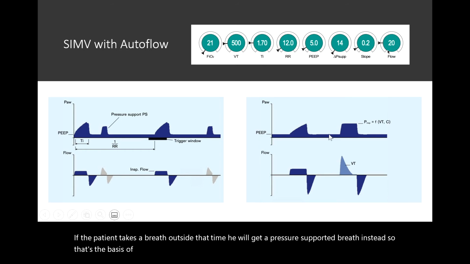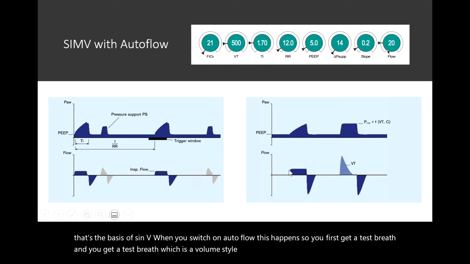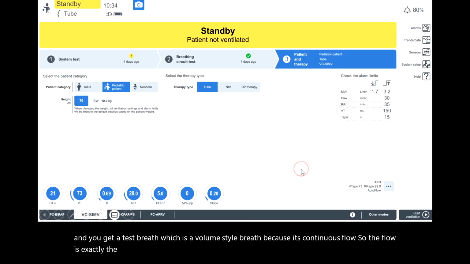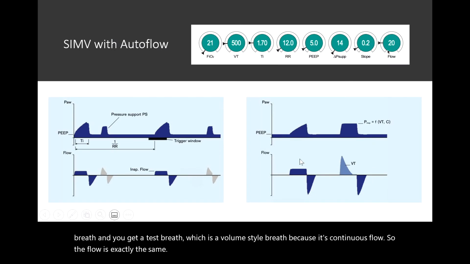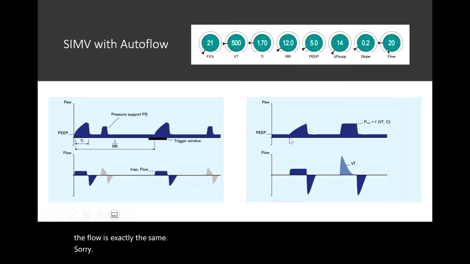When you switch on Autoflow, this happens. You first get a test breath, which is a volume style breath because it's continuous flow, so the flow is exactly the same. Then after that, it puts a decelerating flow breath in. Yep, so you can tell that the characteristic of the flow has actually changed.